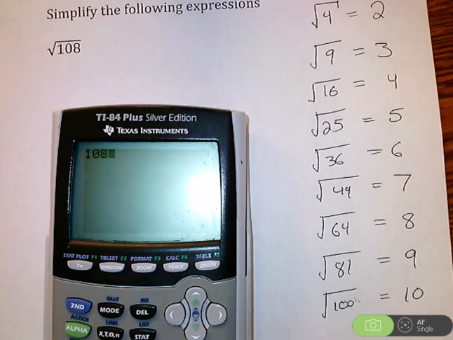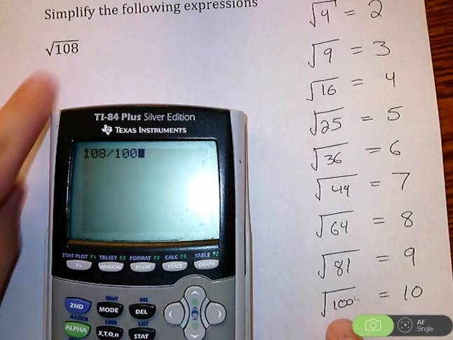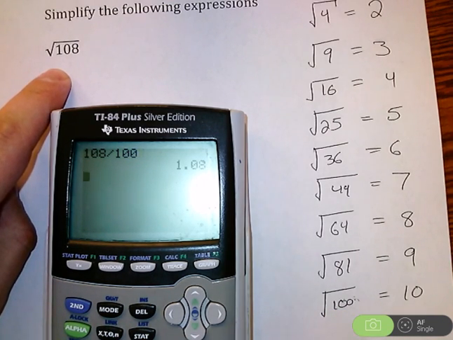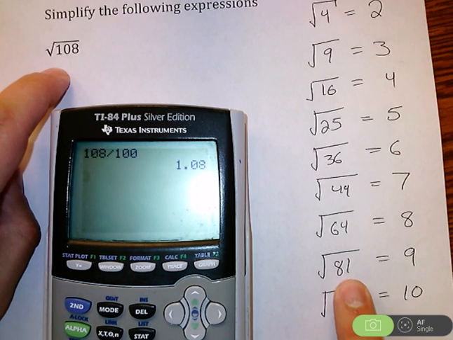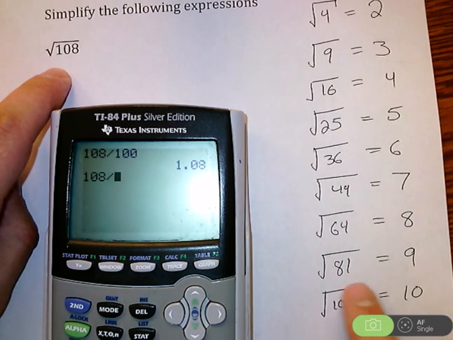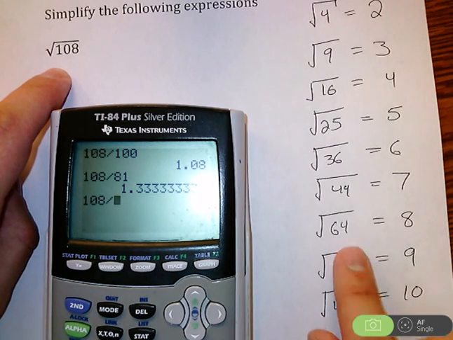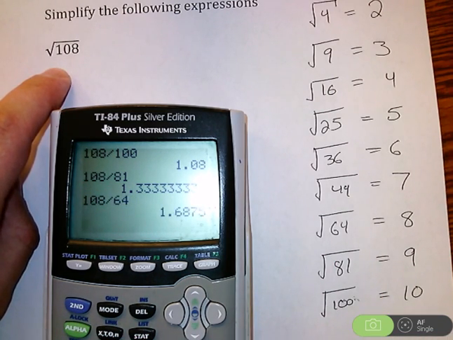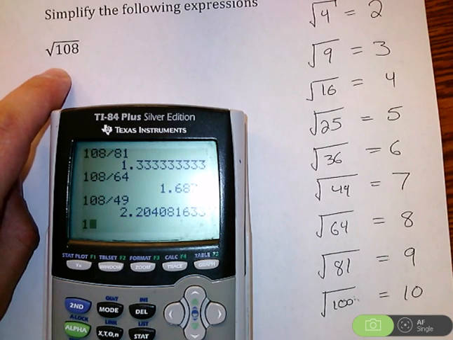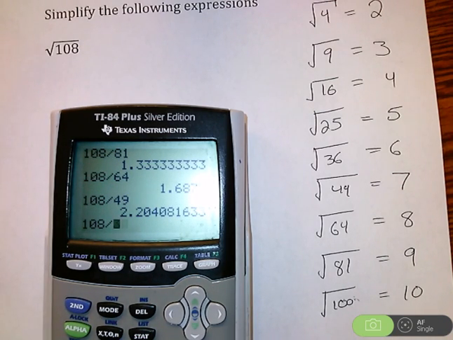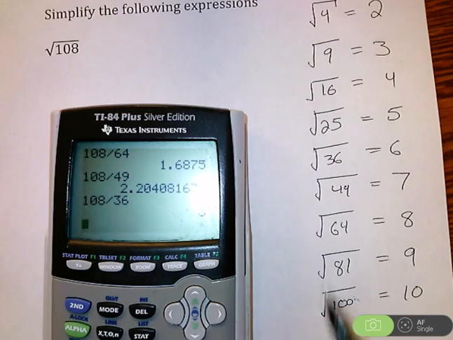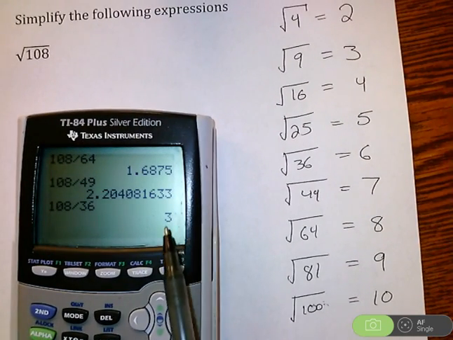So for example, I'll take 108 divided by 100. I get a decimal. That's no good. So then I'll move on to the next one. 108 divided by 81, doesn't work. 108 divided by 64, still a decimal. 108 divided by 49, another decimal. 108 divided by 36, and there we go. I get 3. 108 divided by 36 is 3.